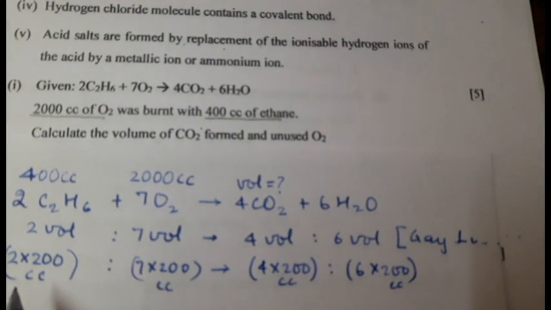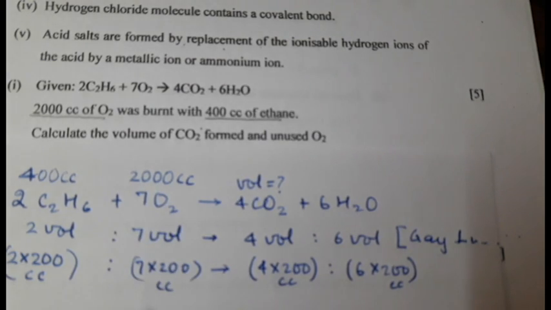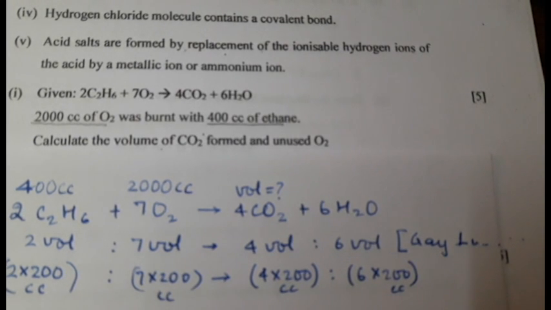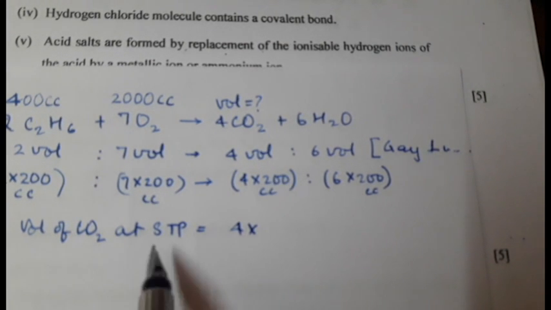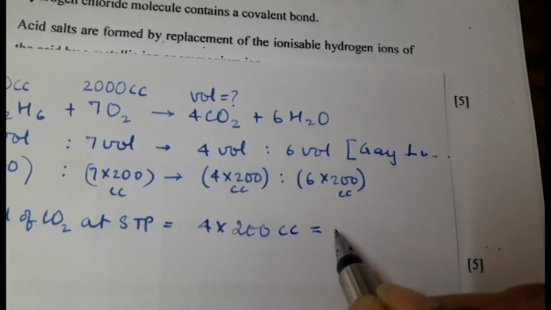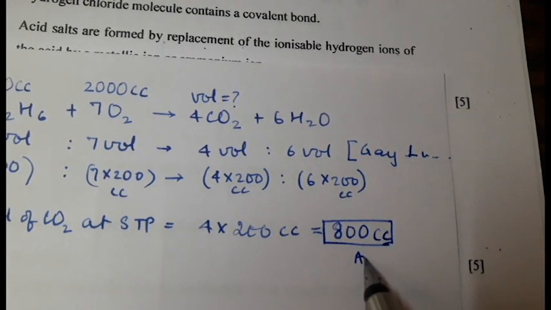Now, looking at this, we will see that the volume of ethane used is totally 400, so nothing will be left over. But for oxygen, it will be 7 into 200, that is 1400 cc, but we have 2000 cc, which means the unused oxygen also will be there remaining as balance. How much volume of CO2 will be formed? 4 into 200. So immediately we can say, therefore, volume of CO2 at STP will be 4 into 200 cc, which is going to give us 800 cc. So this becomes our answer 1.